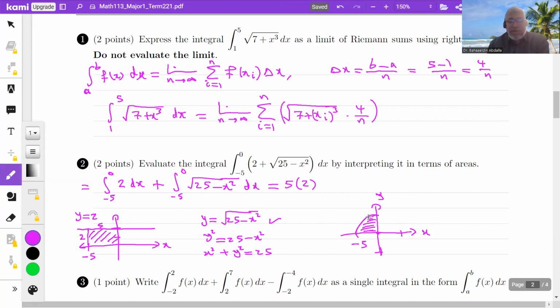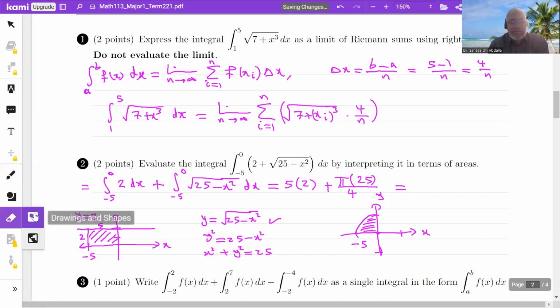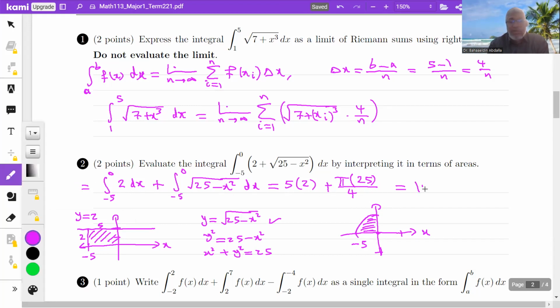And this is a quarter circle. Well, what is the area of the circle? The area of the circle is pi r square, so pi, and r here is the radius, and it is 5. So 5 square is 25. And we divide by 4 because we need only a quarter circle. So the final answer would be 10 plus 25 pi over 4. That's the correct answer.